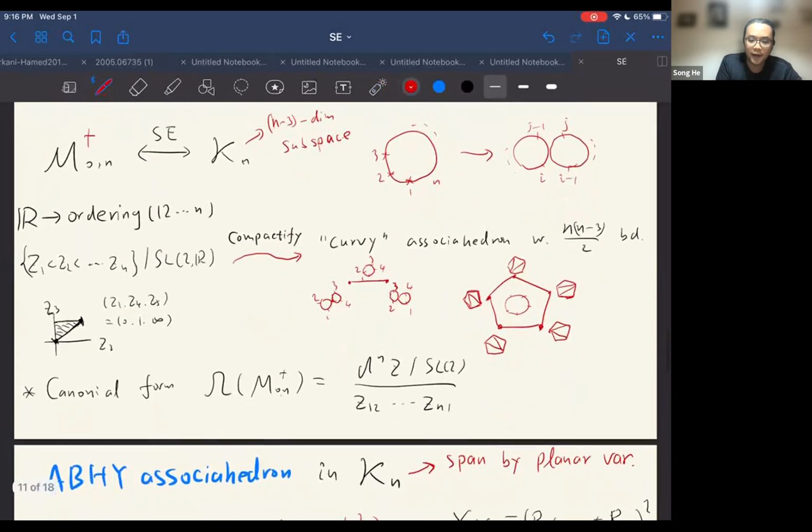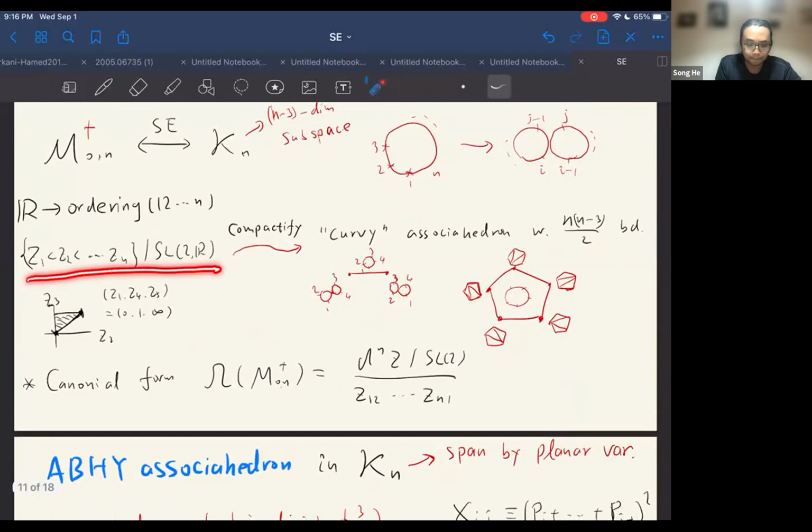So starting from this positive part of your moduli space, it is famously known that it can be compactified into a curvy polytope called the associahedron, which has this many boundaries. And all the boundaries correspond to your disk degenerating into two disks, with all the points between i and j minus 1 on this side, and all the points between j and i minus 1 on the other side. So instead of having the sphere, now you have the ordering. So all your boundaries also respect this ordering. You have this many boundaries, and now you can form a polytope.